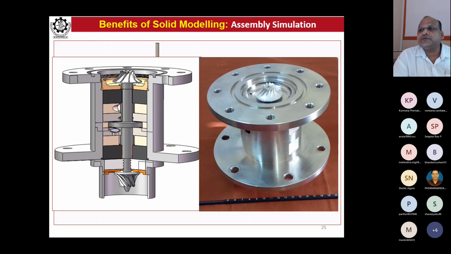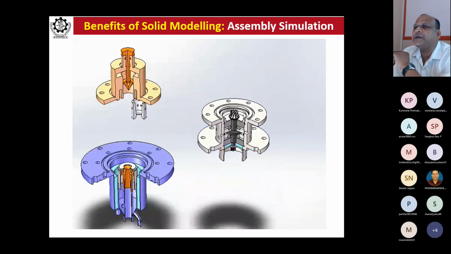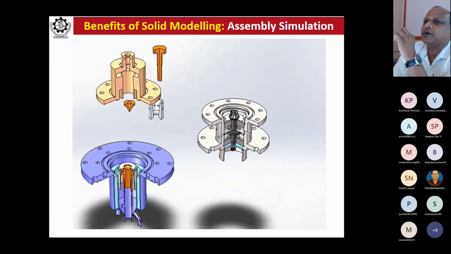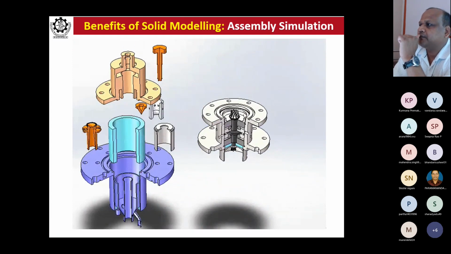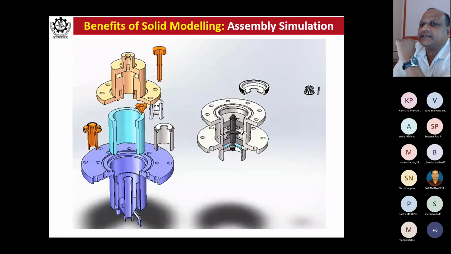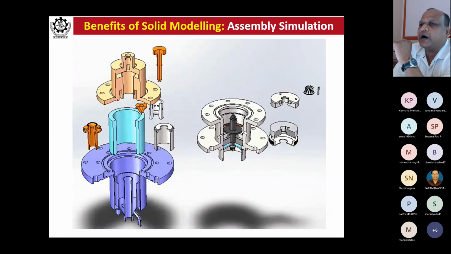This is one of the, we call it turbo expander. We have fabricated it, and this is part of a BRNS project. If you want to go for bigger views, you can go for complete assembly view, assembly simulation. It exactly says which part is what and how they are going to be joined.